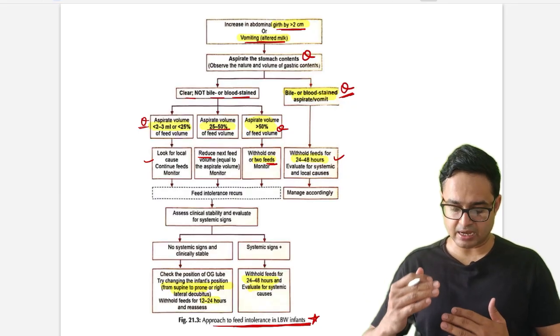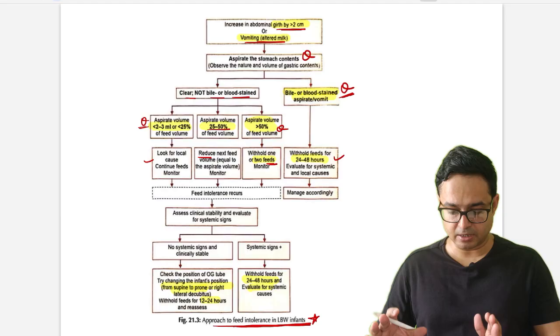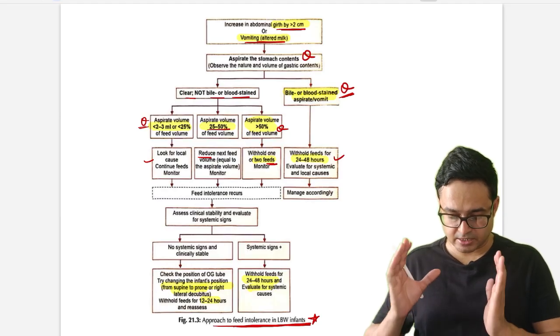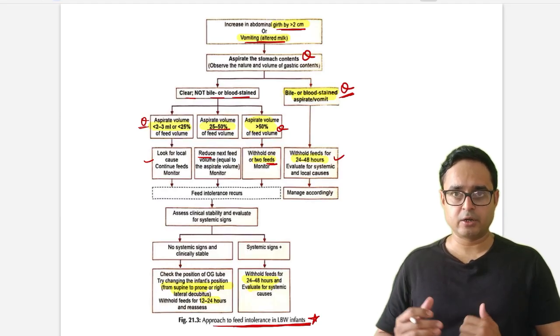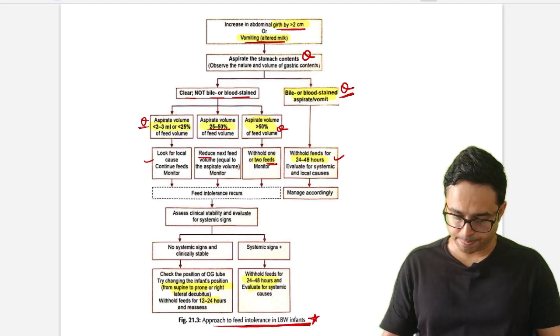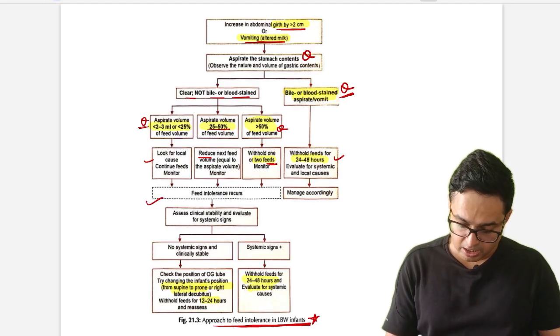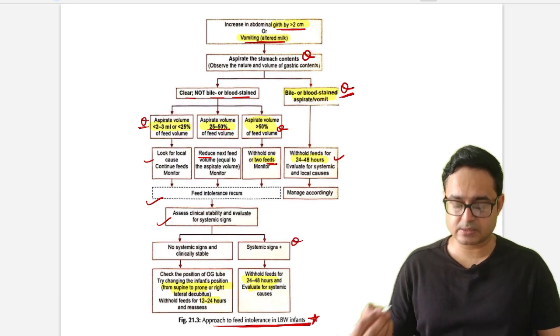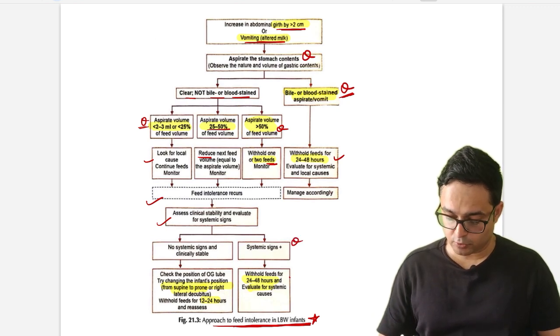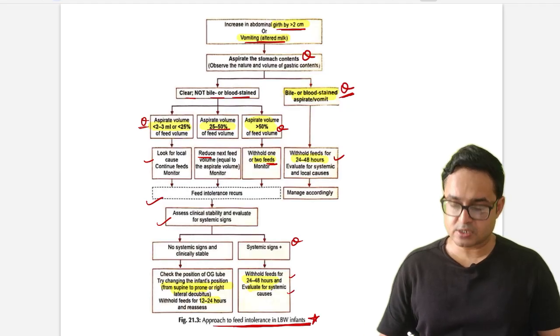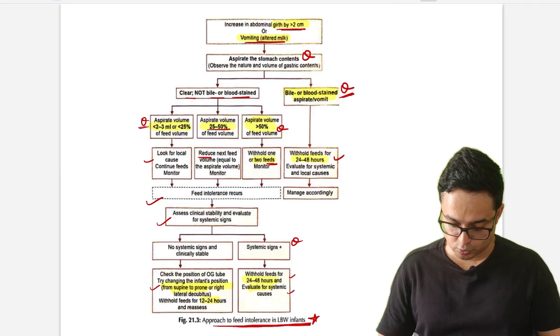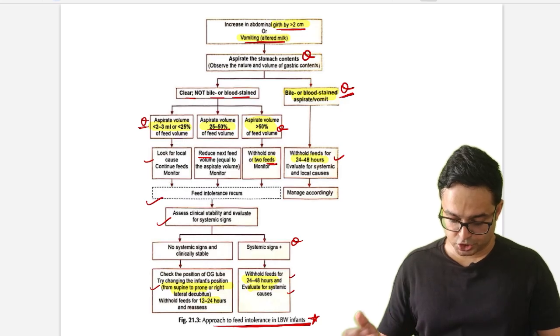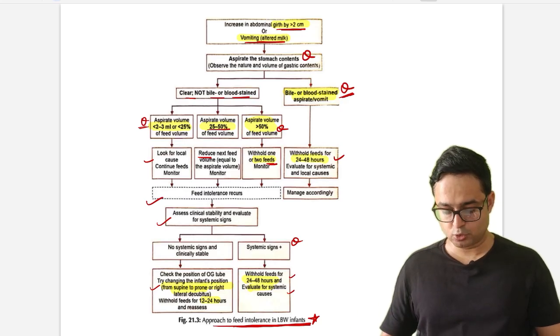So these are important. You have to remember these, or imagine a scenario in your mind according to this. Make a mind map. If feed intolerance recurs, you have to assess the child clinically. If systemic signs are there and the baby is sick, you have to withhold feed for 24 to 48 hours and evaluate for a systemic cause. And if no systemic signs are there, you have to check the OG tube position and withhold feed for 12 to 24 hours.